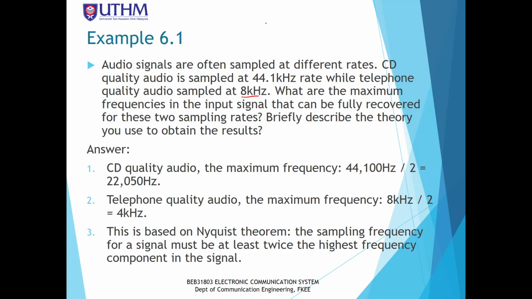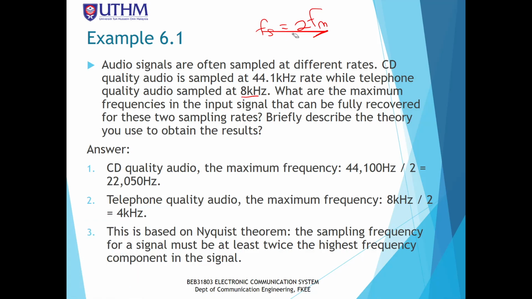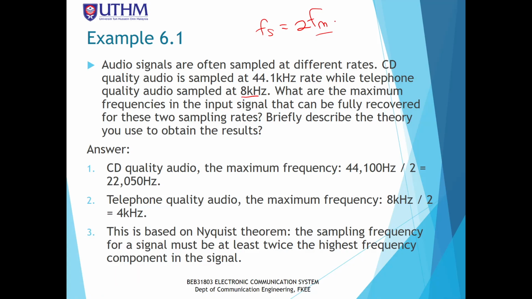Remember, the minimum sampling rate is 2 times fM, 2 times the modulating signal frequency. That means fM here is the highest input frequency. If we have many input frequencies, we need to choose the highest input frequency. So the question asks, what is the maximum input frequency? That means we need to divide the sampling rate given in the question by 2.